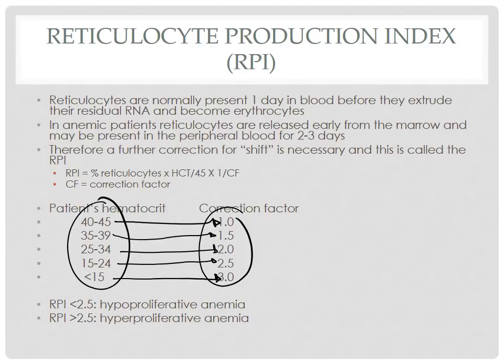So again, just to review, the RPI is going to give you a better idea of how well the bone marrow is functioning. If it's a hypoproliferative anemia, the bone marrow is not able to compensate. Therefore, there are low reticulocytes despite the anemic state. If you have a hyperproliferative anemia, the bone marrow is compensating and pushing out more reticulocytes. We will discuss the reticulocyte production index a little bit further in some of the sections on anemia.